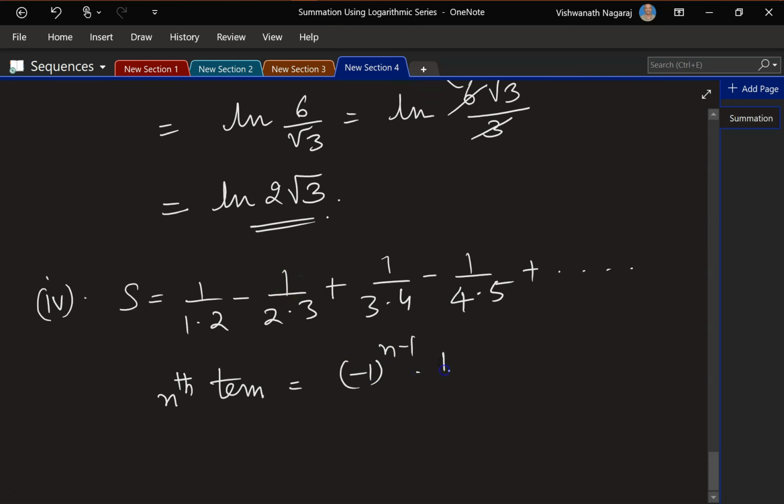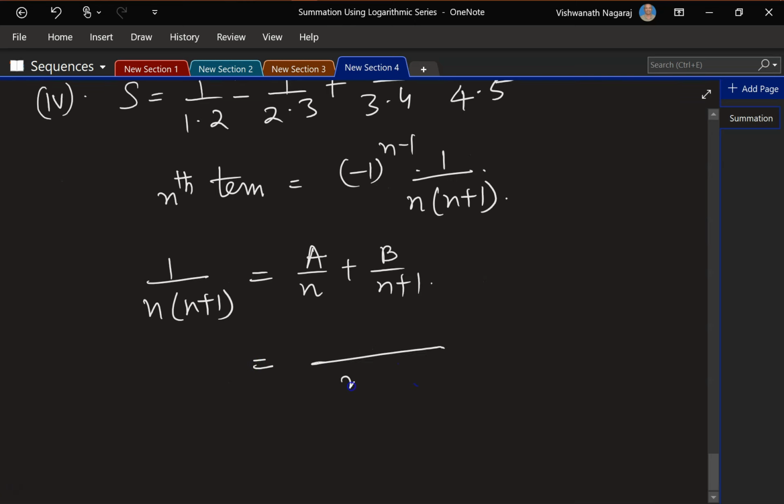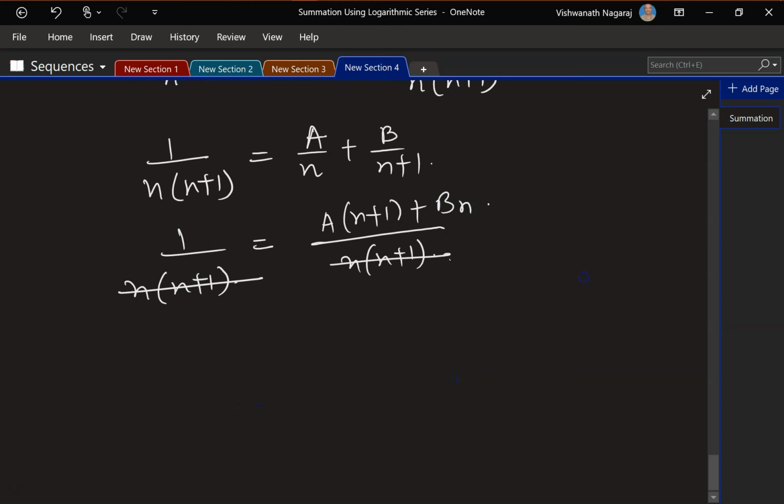Okay. And all the numerators are 1. And here you have n times n plus 1. Now let's take this 1 by n times n plus 1. We need to split it into partial fractions. So a by n plus b by n plus 1. Very quickly I'll do it. N plus 1, a times n plus 1 plus b n equals 1 by n times n plus 1. This and this gets cancelled.